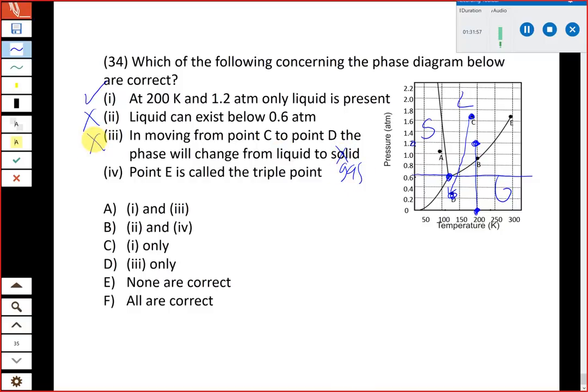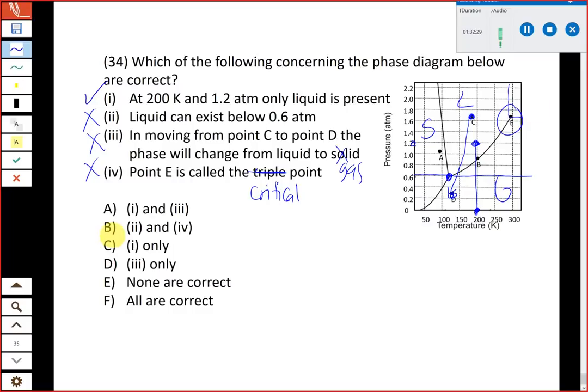And then finally, point E for number four, point E is called the triple point. So E over here, which is where the liquid gas line appears to end, that's not called the triple point. The triple point is this one here where all three of them intersect. Where the liquid gas line ends is called the critical point, not the triple point. So that's wrong also. The critical point is basically where you no longer have separate liquid and gas phases. You just have what's called a supercritical fluid that is kind of in between a gas and liquid, if you want to think about it that way. So that point is called critical point, not triple point.